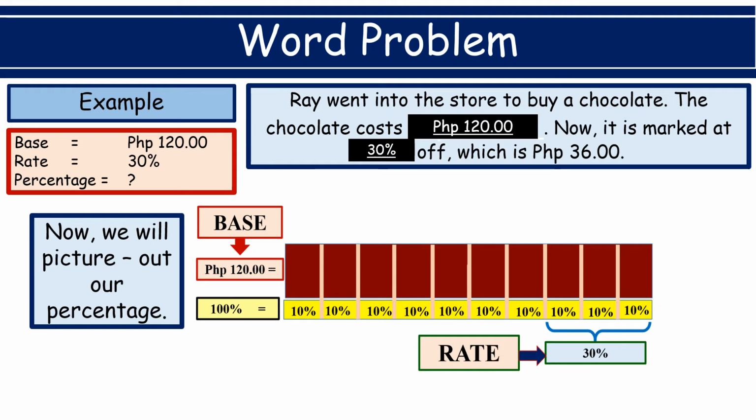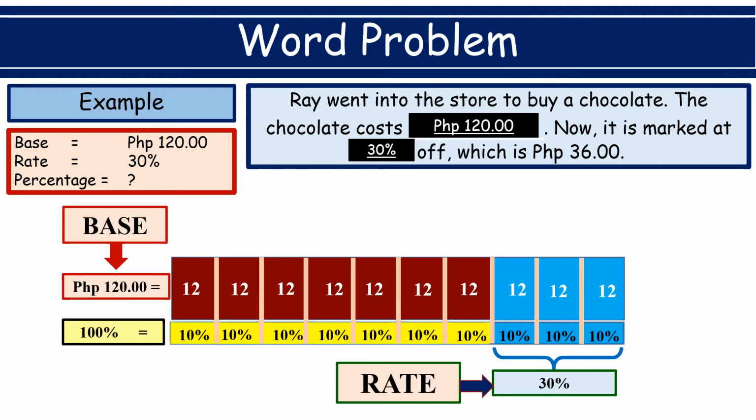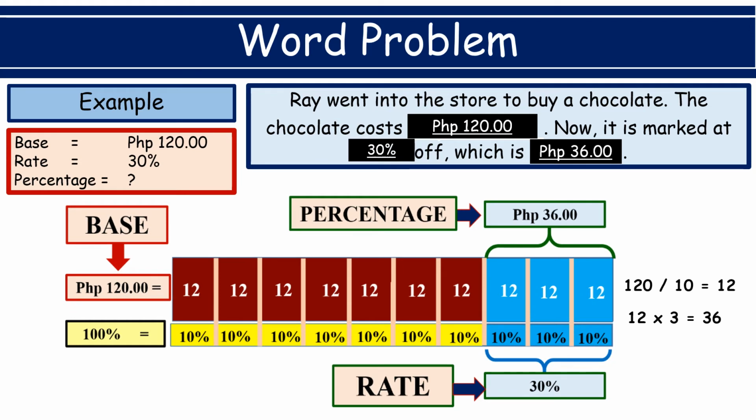Next, we will picture out our percentage. Since we divided our rate into 10, we will also do it in our base. And then identify what is the equivalent of 30% into percentage based on our bar model. In our bar model, one part or 10% is equal to 12 pesos. For 120 divided by 10 equals 12. Then, 3 parts multiplied by 12 equals 36. 36 pesos is now our percentage.